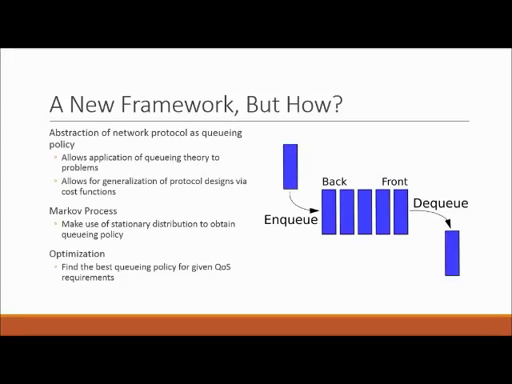So we need a better framework, but how do we accomplish this? The paper suggests abstracting the network protocol as a queuing policy. This allows the application of queuing theory to the problems in the network protocol, and also allows for the generalization of protocol designs via cost functions. For queuing theory, you can use the Markov process and make use of the stationary distribution to obtain a queuing policy. As far as optimization, you can find the best queuing policy for given quality of service requirements.